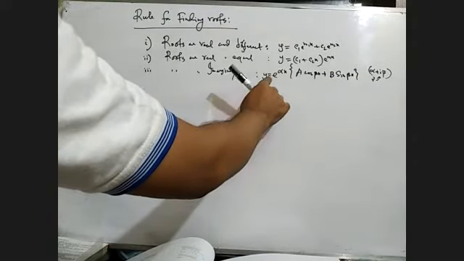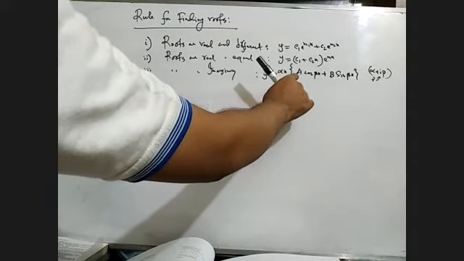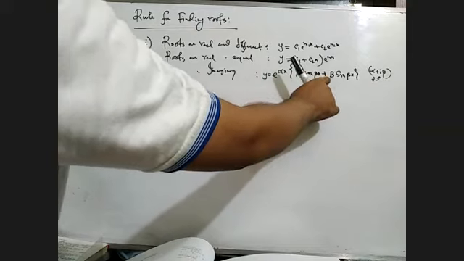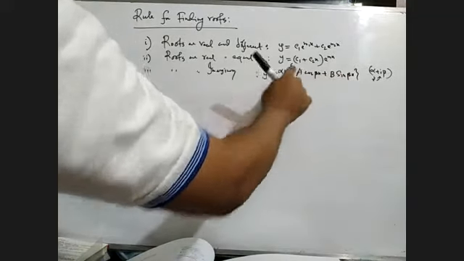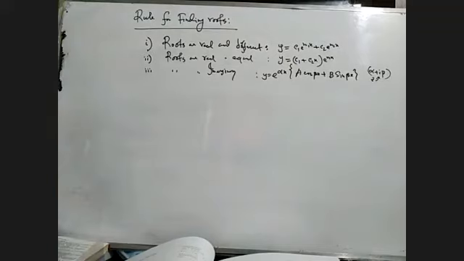the solution will be e to the power alpha x into (A cos beta x plus B sin beta x). A and B are constants. Remember. So, how to find these types of roots? Now, we can try another example.